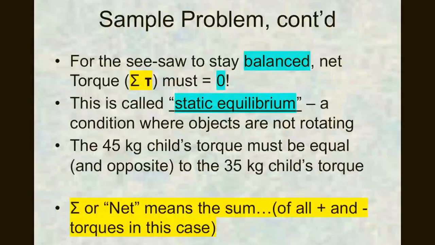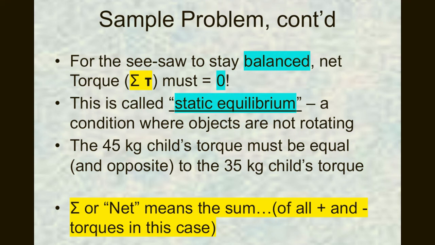Okay, for the seesaw to be balanced, it means that the net torque should be 0, right? So the torque of the child on the left balances out the torque of the child on the right, and it's 0. So the net torque needs to be 0. When that value is 0, that's said to be balanced. And this is known as static equilibrium, a condition where objects are not rotating. So those are all key terminology.